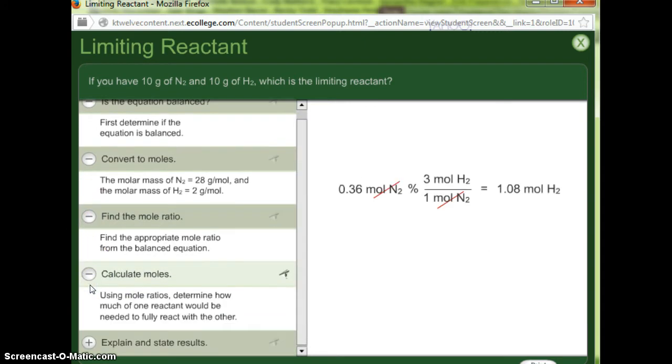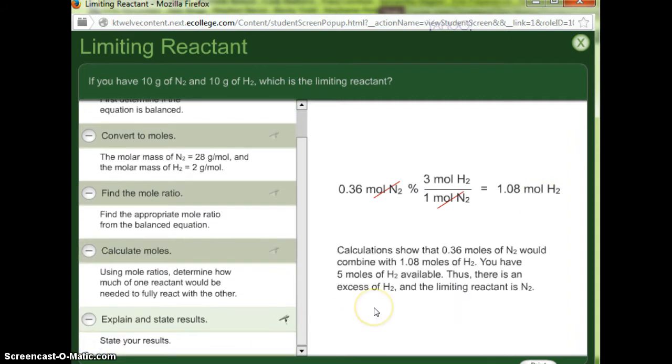We calculated the moles. So they started with the nitrogen, and they said, okay, I have 0.36 moles of dinitride. Again, use your ratio, and this should be a multiplication sign. And they got 1.08 moles of H2. So calculation shows that 0.36 moles of dinitride would combine with 1.08 moles of dihydride. You have 5 moles of H2. Thus, there is an excess of H2, and the limiting reagent is N2.